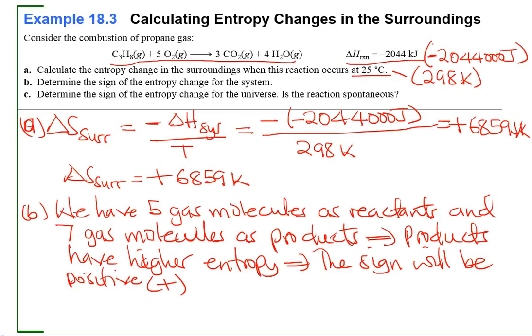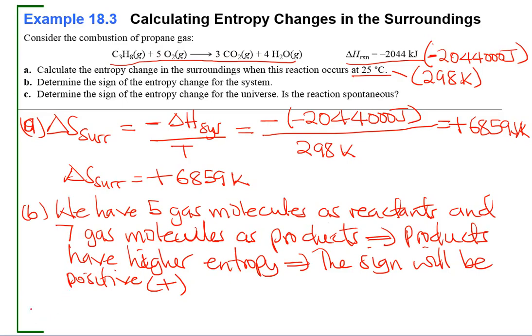So this is the sign of the entropy change in the system. Because to determine the entropy change in the system, you look at the reaction equation itself. So this reaction has higher entropy. It has positive entropy of the surrounding, and also has positive entropy of the system based on the reaction equation itself.